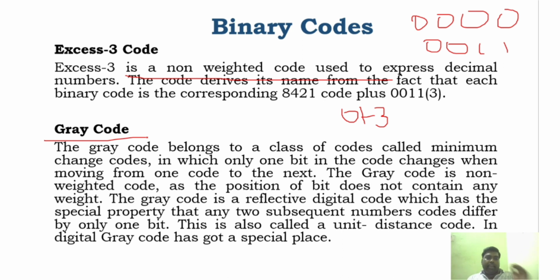Okay, and gray code is also a reflective digital code. You can see that any 2 subsequent numbers in gray code will differ by only 1 bit. It is a sequential code. So it can also be called a reflective digital code, which has the special property that 2 sequential numbers can differ by only 1 bit. Okay, so this is about gray codes.